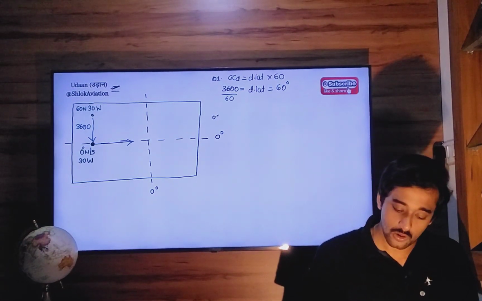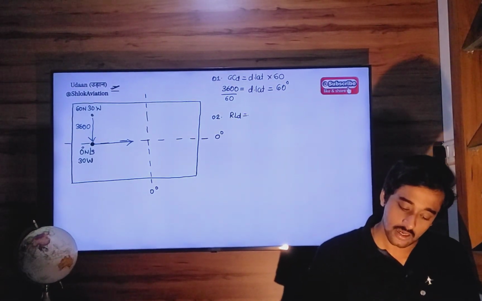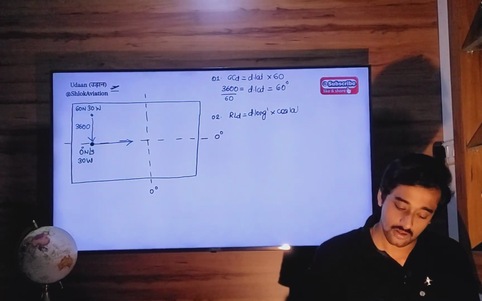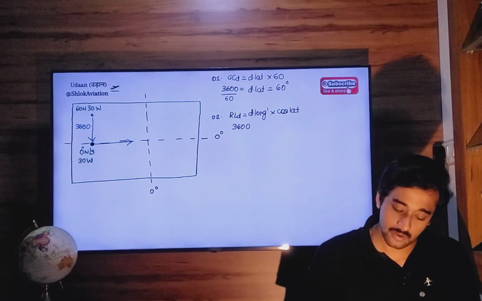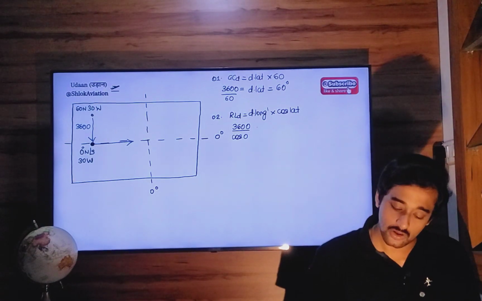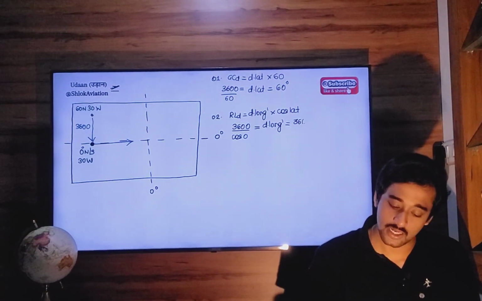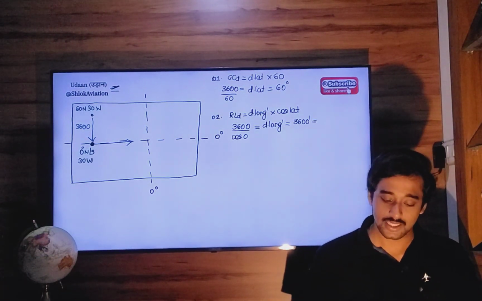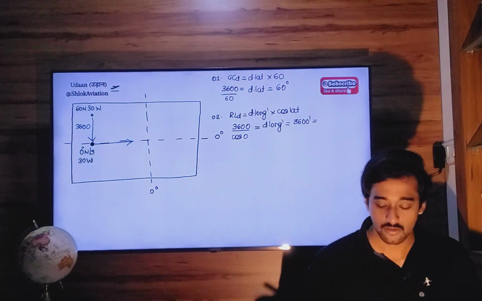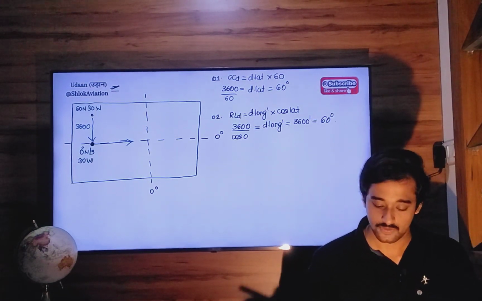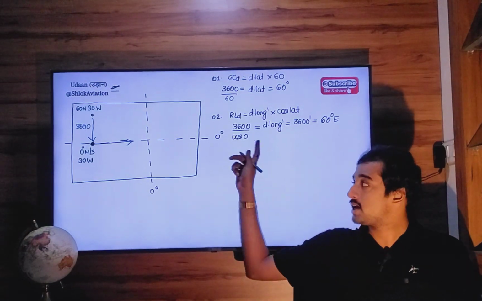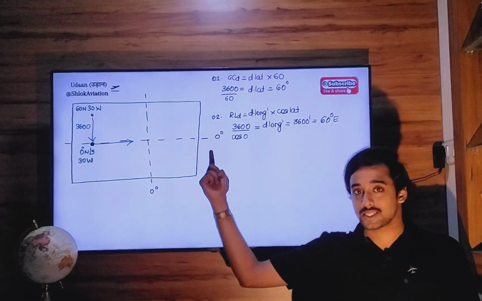So step 2, rhumb line distance: d long in minutes into cos lat. So 3,600 divided by cos of the equator gives d long in minutes. Cos 0 is 1, so this is 3,600 minutes divided by 60, that is 60 degrees easterly. So your new longitude will be 60 degrees east of 30 degrees west.